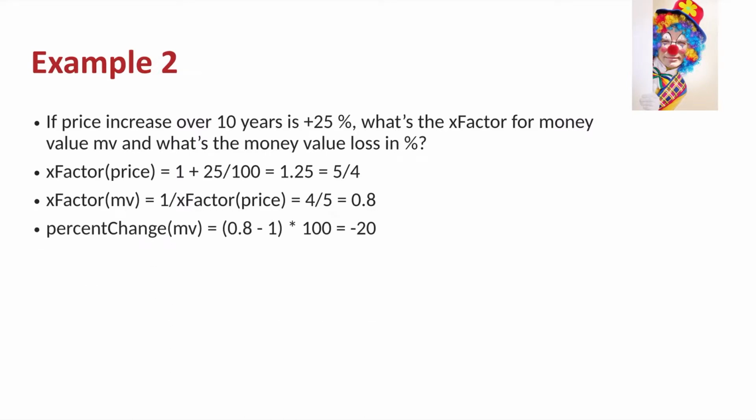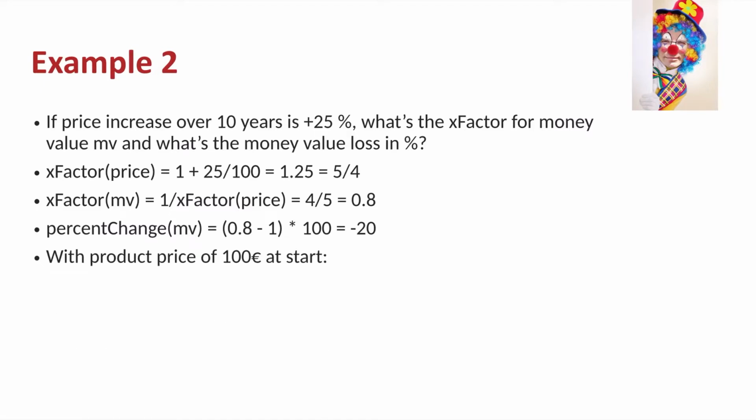Yeah, and then we can calculate the percent change. This is then the delta to the 1. So 0.8 minus 1 times 100, and this is minus 20. So the change for the money value is minus 20%. And this means that the money value loss will be 20%.